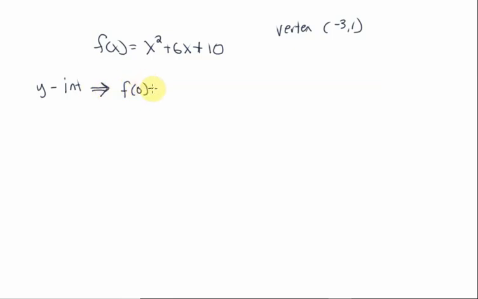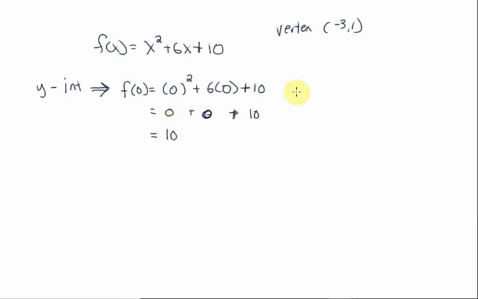F of 0. So the y-intercept happens when x is 0. And it's really easy, if you know the x value, to find the y value of a function. You just substitute in or plug in that x value. So this should not take a calculator, because what's 0 squared? 0. What's 6 times 0? 0. I wrote a 6. I'm crazy. 0 plus 0 plus 10. And hopefully everybody sees that that is 10.